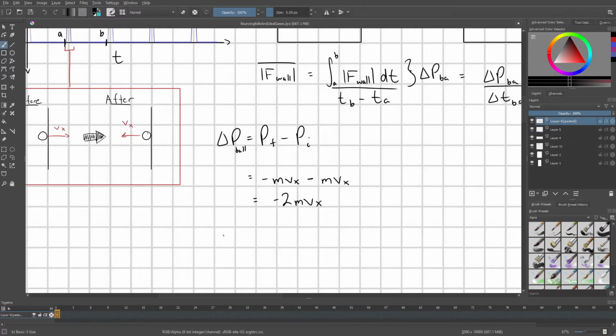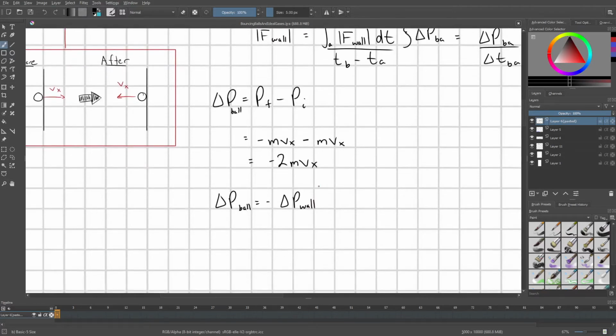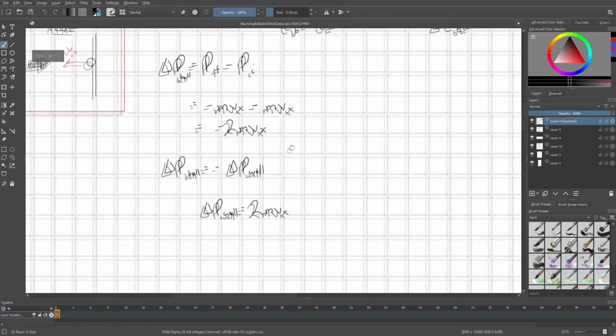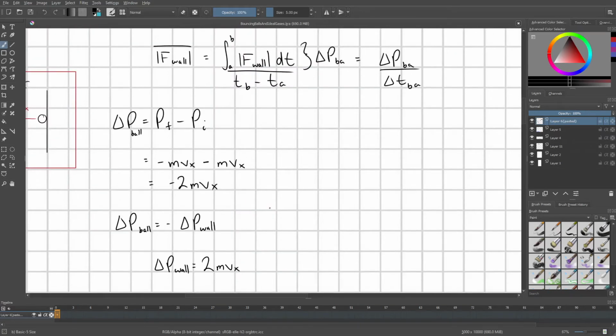Now remember by Newton's third law that the change in momentum of the ball equals the negative change in momentum of the wall, right? Every action force has an equal and opposite reaction force. And so the change in momentum of the wall would be a positive 2mvx. All right, very good. We just solved for one of the components in this equation, right? This change in momentum of the wall is delta P from B to A.